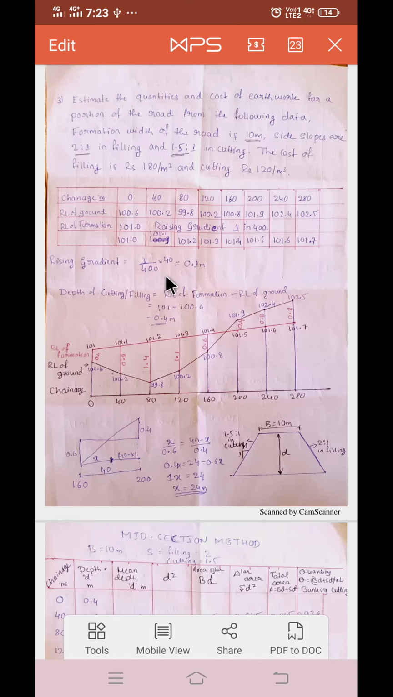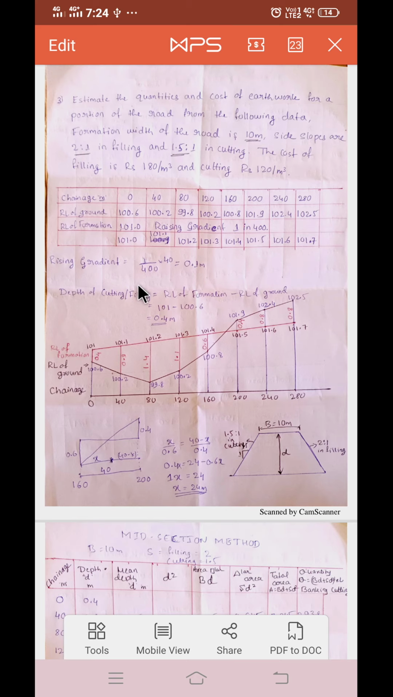Rising gradient of 1 by 400, into the distance between the two chains, which is 40 meter. So 1 by 400 into 40 is 0.1, which means from each chain it is going to be raised by 0.1 meter. So at 0 meter it is 101, at 40 meter it is 101.1, at 80 it is 101.2, 101.3, and so on. So it is 101.7 at the last.